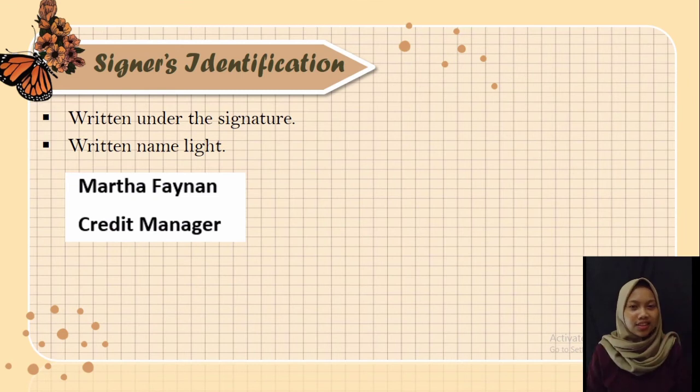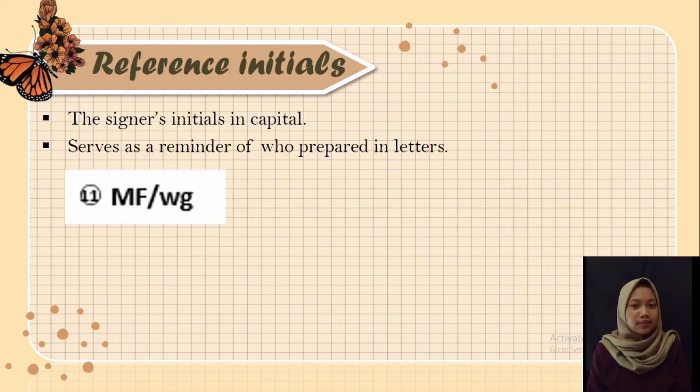Tenth, signer identification. Typed 4 lines below the previous item to allow space for the signature. This includes the signer's name and any relevant titles.